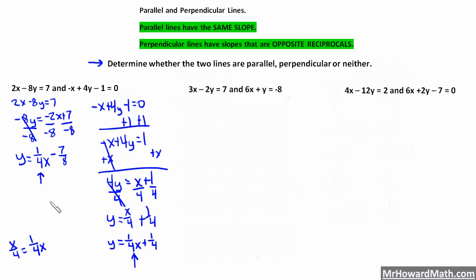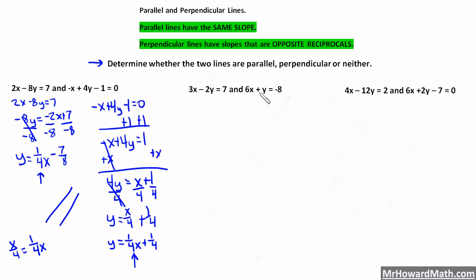So what does that mean about those two lines? That means that they are parallel, right? They have the same slope, so they are parallel. Alright, so I'm going to put a big parallel sign right there on that one. Alright, let's look at this next example.